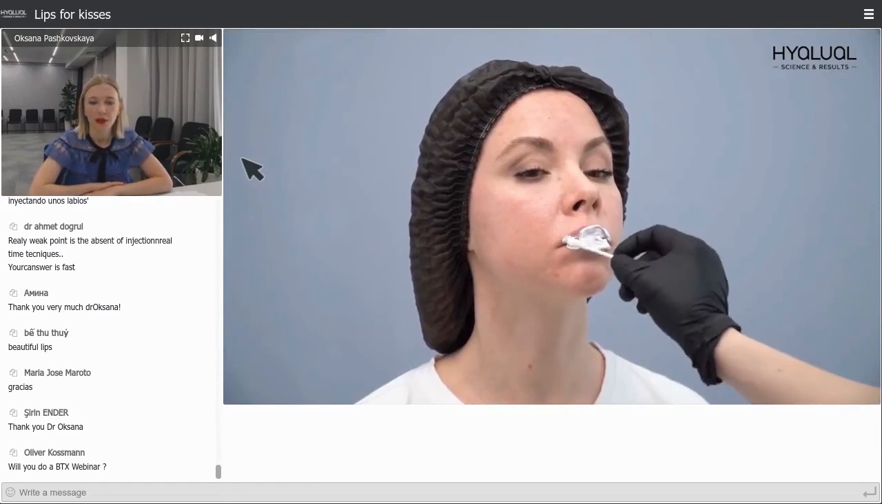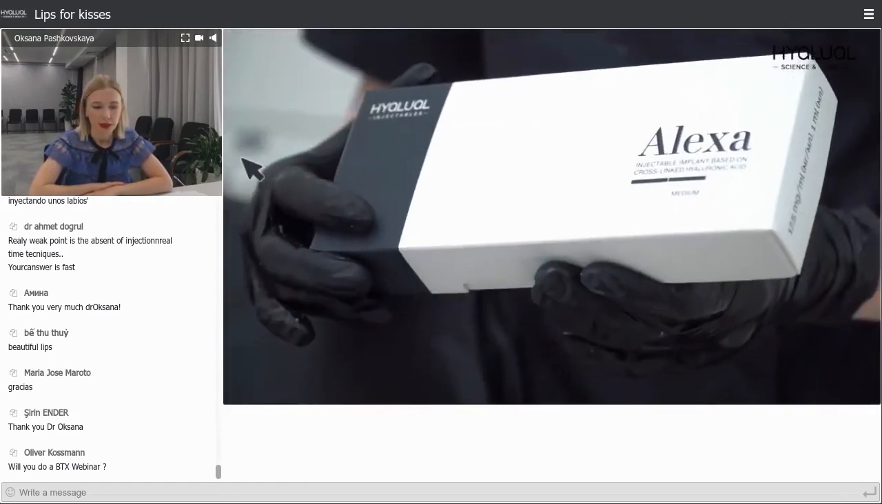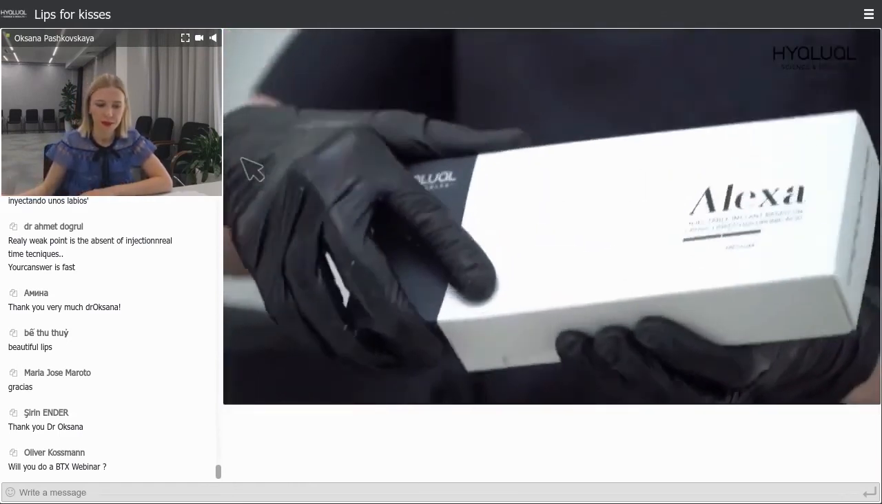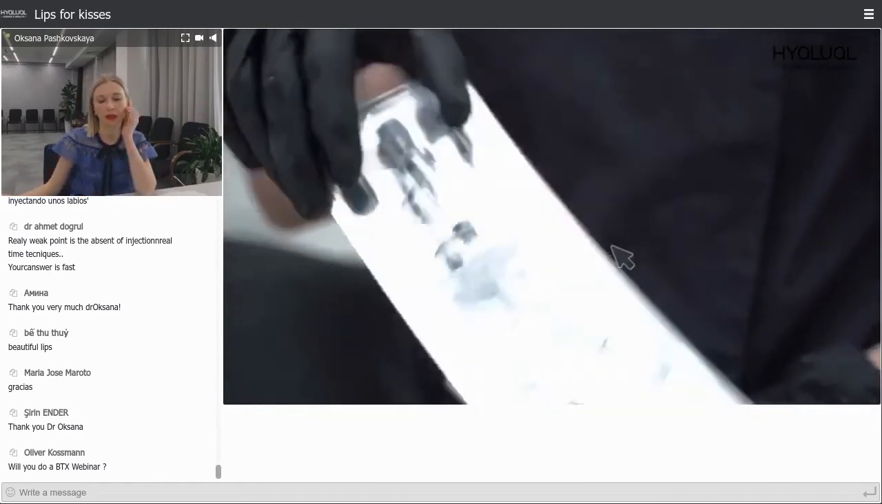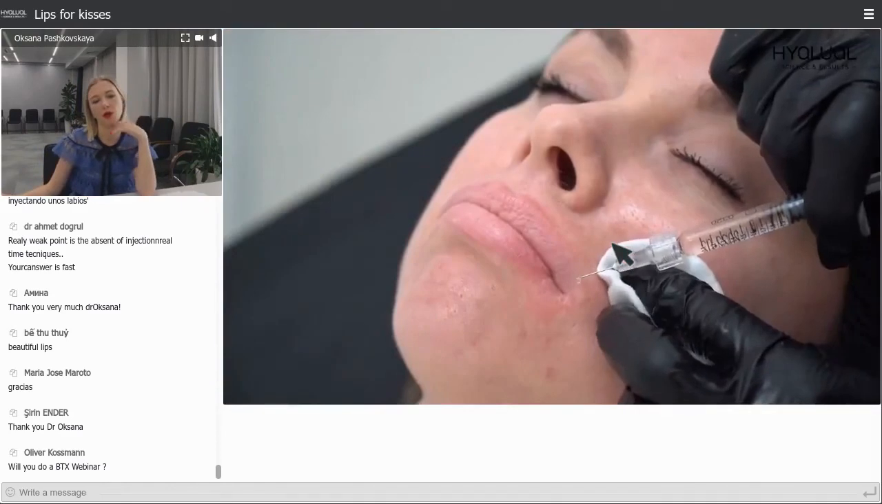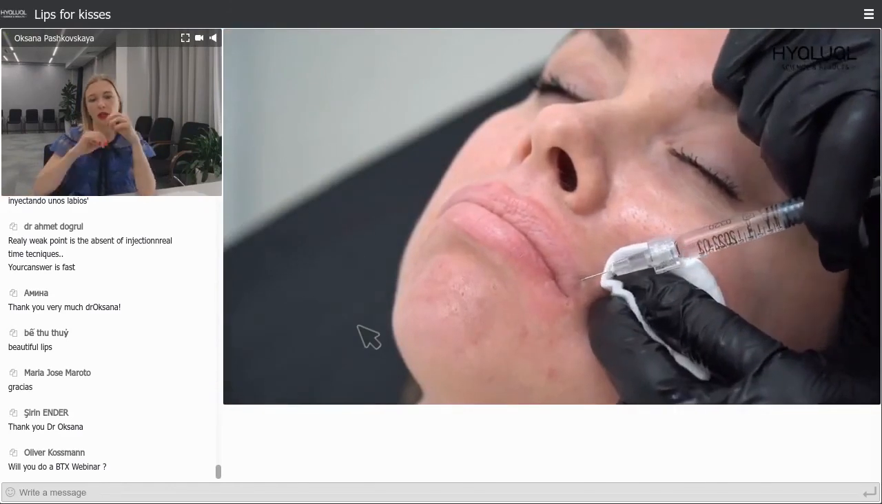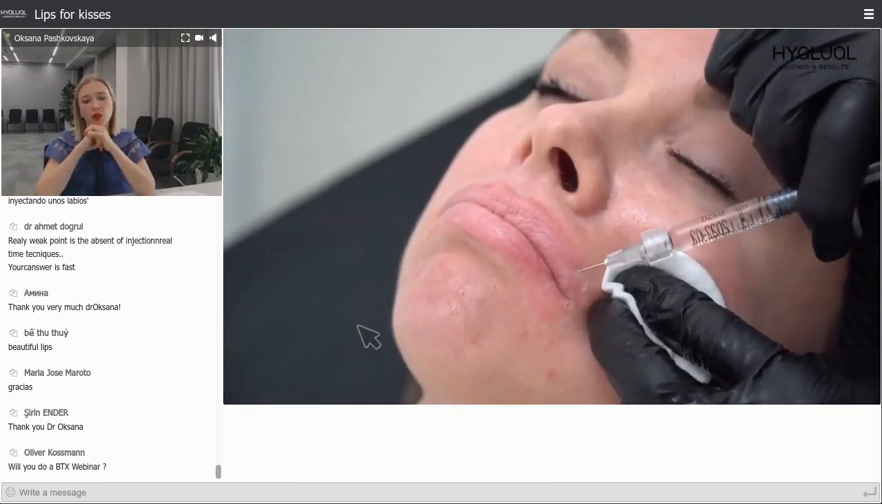Cream to numb the lips. Do you do the same, colleagues? And I use Alexa medium in this case because the girl has really pretty, full lips. We just want to refresh.